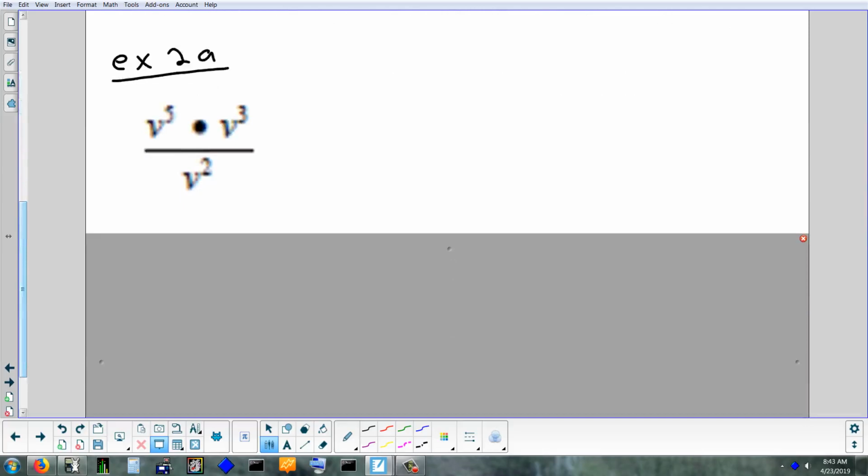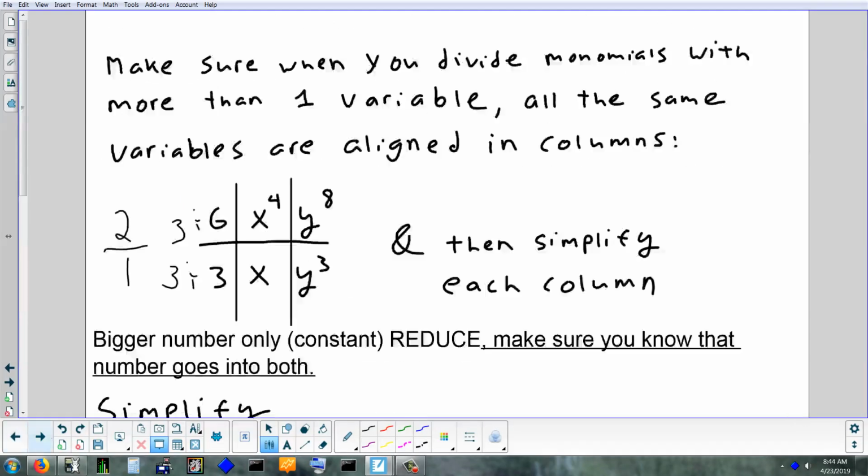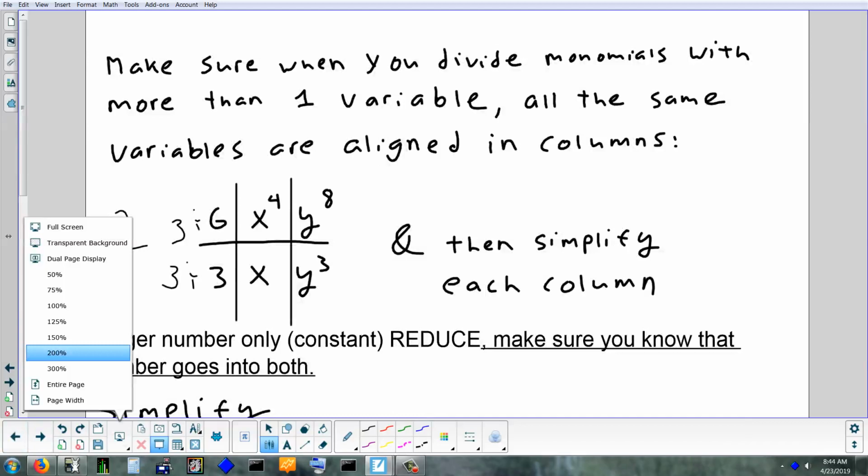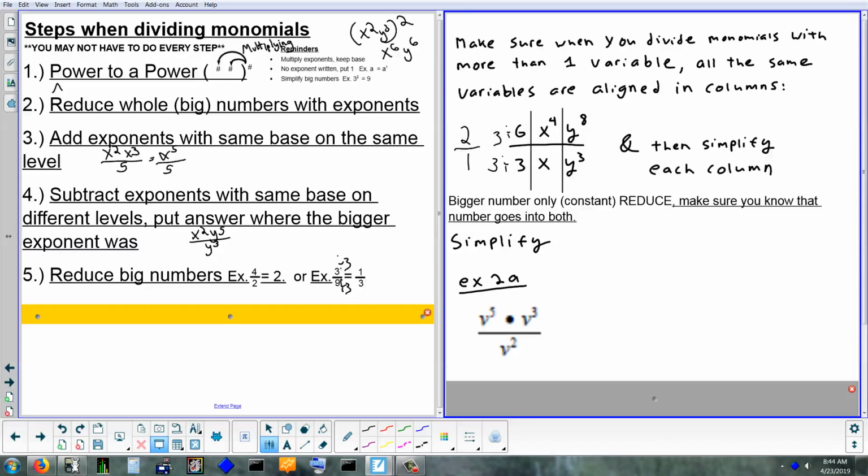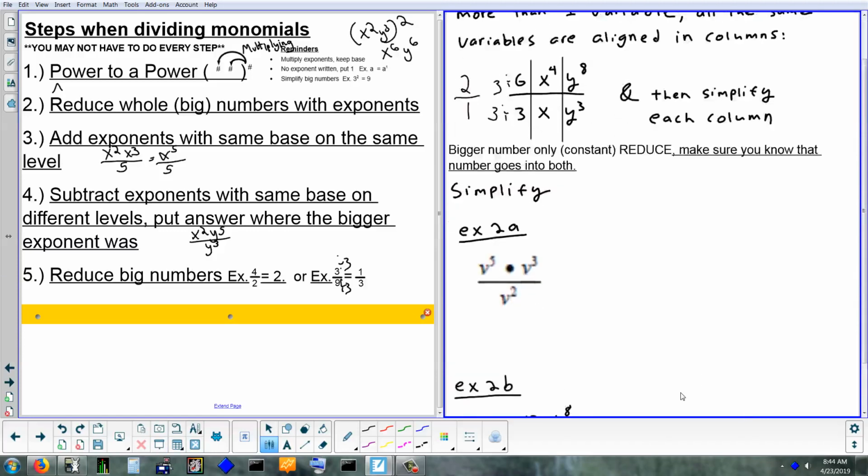Alright. So let me do this. I'm just going to do it, guys, so we can see the steps and also go through the problem and see what we have. Alright. So for this one, first thing says what I'm looking for is power to a power. This is a v. V to the fifth times v to the third over v to the second.